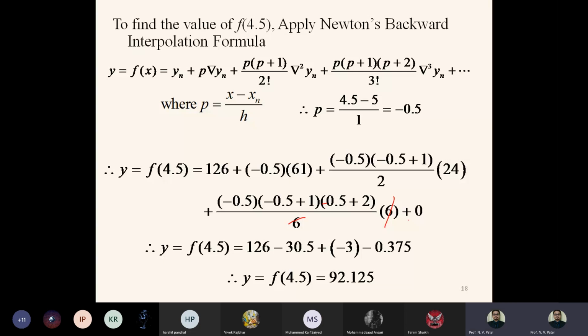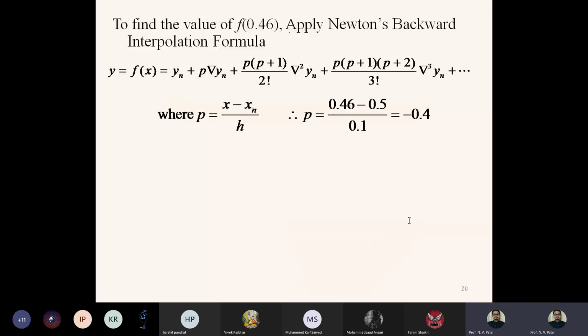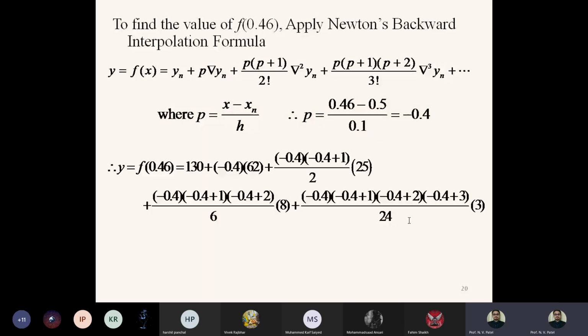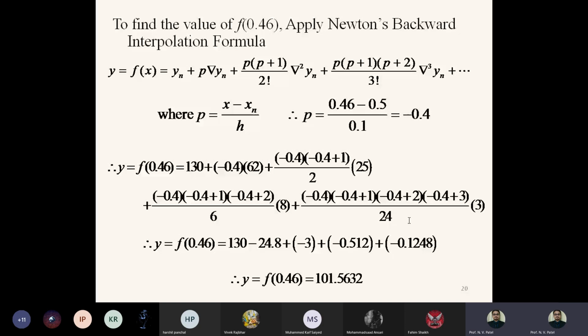Okay, so the next example is also similar. Table values are already known to you. Just calculate the value of p and then replace all these values into your formula. In the table, the last values are 130, 62, 25, 8, and 3. Replace all these things and you will get the answer, that is 101.5632. So the procedure is similar. Any doubt in this topic from your side?